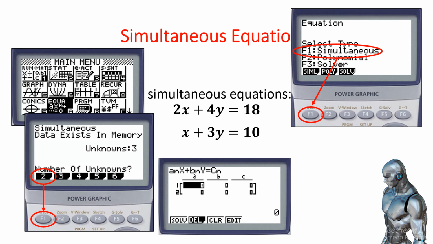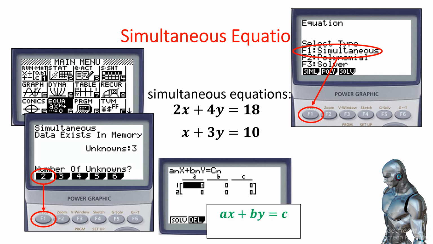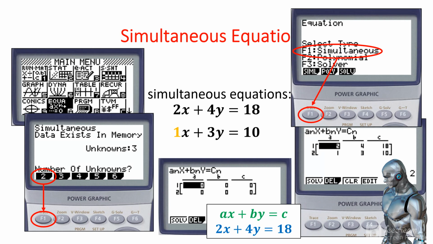Now be mindful as we enter in the equations, they're going to be in the form of ax plus by equal to c, so our first equation is already set to go, 2x plus 4y equal to 18. But for our second equation, notice there is no number out the front of the x, there's a 1. So when you enter in the details for the second equation, you're going to put the 1 and the 3 and the 10. For the first equation, you just need to enter the 2, enter, 4, enter, and 18, enter. And then for the second equation, go 1, enter, 3, enter, and 10, enter.